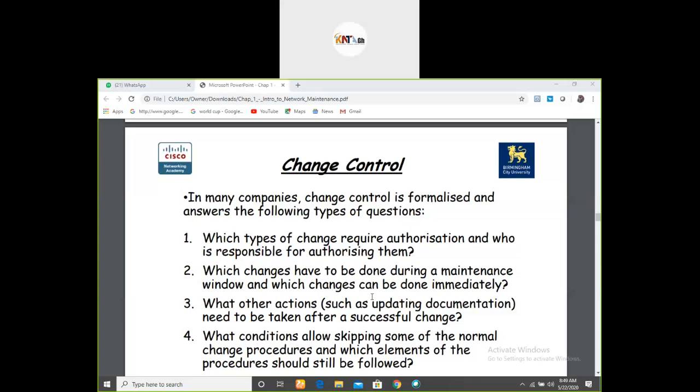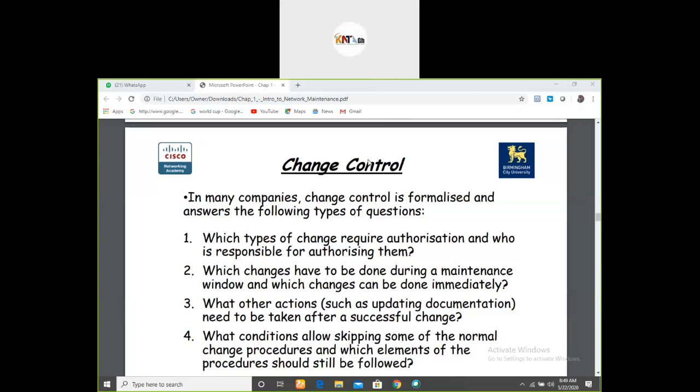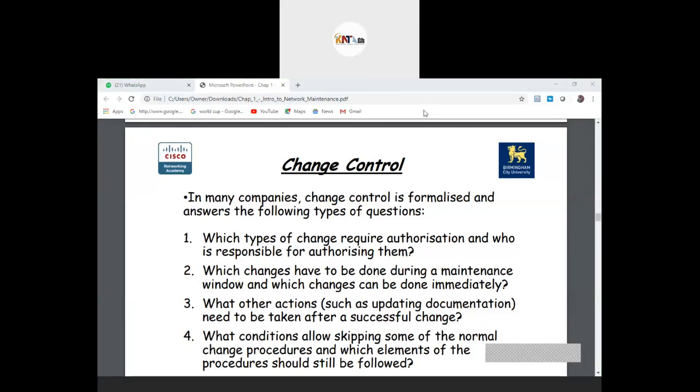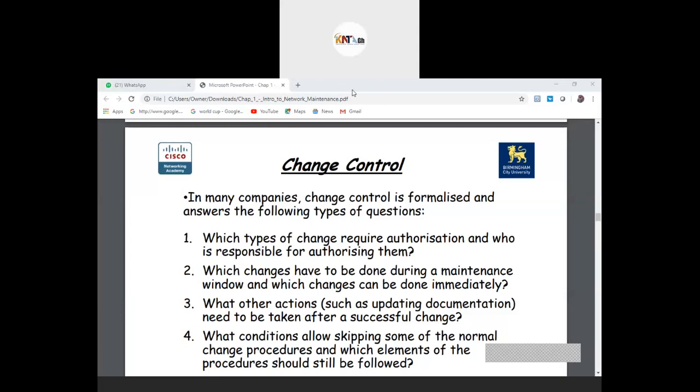Which changes can be done immediately, and which ones can wait till they can be done in the scheduled window? That is also another question that emanates from change control that is formalized. And then, what other actions, such as updating documentation, need to be taken after a successful change? So what conditions allow skipping of some of the normal change procedures, and which elements of the procedures should still be followed? So all these things must be documented.